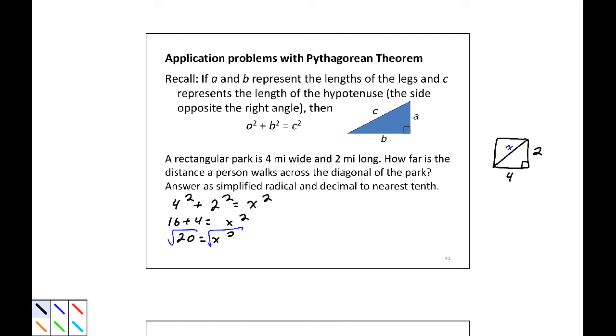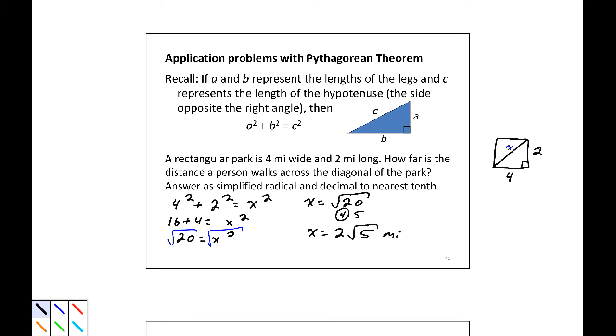Now, when we take the square root, we actually need a plus or minus. However, because we're talking about distance, only the positive root is important. The other isn't needed. So x is equal to the square root of 20. That can definitely be simplified because we have a perfect square that divides into 20. That is 4, so this would be the square root of 4 times 5. The square root of 4 is 2, so x is equal to 2 root 5 miles.